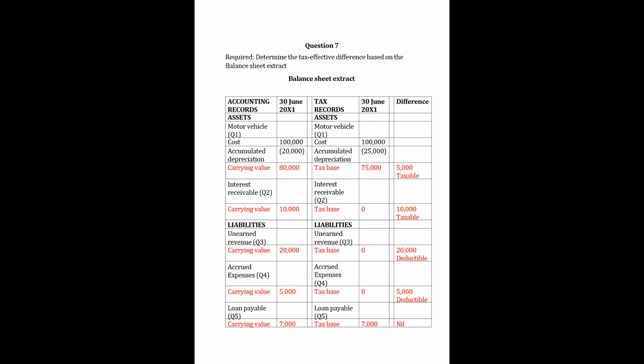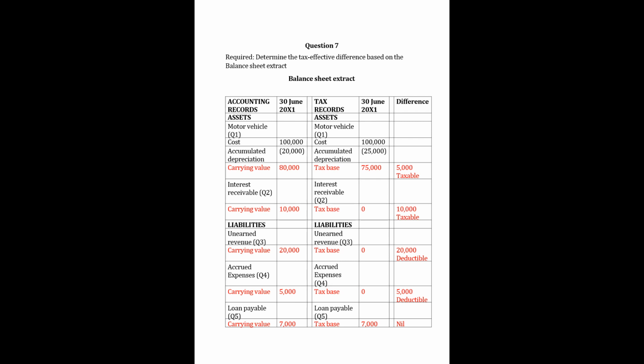Let's now look at the liabilities. The first one is unearned revenue. Question 3. The carrying value is 20,000 and the tax base is 0. And the difference between the two is 20,000 and is deductible. The carrying value here is higher than the tax base, but it's a liability. Liability means there's future cash outflow. So there's future cash outflow of 20,000, which is deductible for tax purposes.